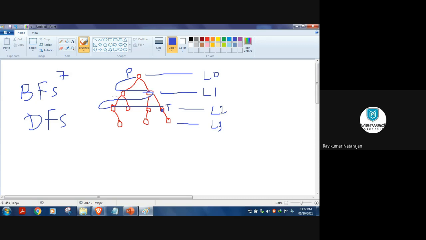Let me take it like this. That is wider search, that's what I said. Level by level search. But how can we do that? The algorithm we have to write in that way. So one is level by level search. All right. For BFS it is 7, and the next one is depth first search.